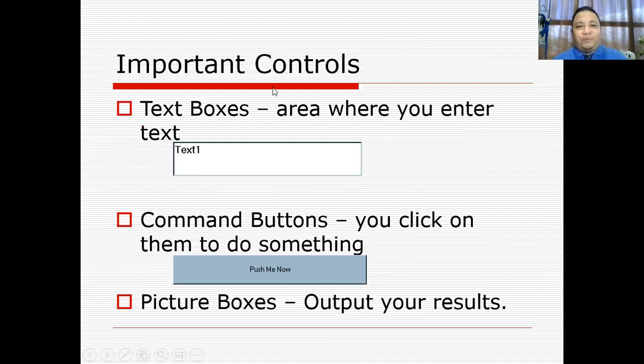Let's move on to the important controls. For example, text boxes are areas where you enter text. These are part of the control box. Command buttons are things you click to do something, like pushing a button and then a message appears. Then picture boxes output your results.